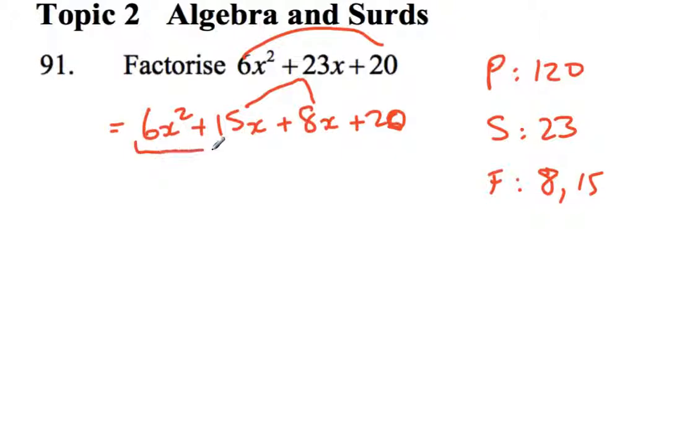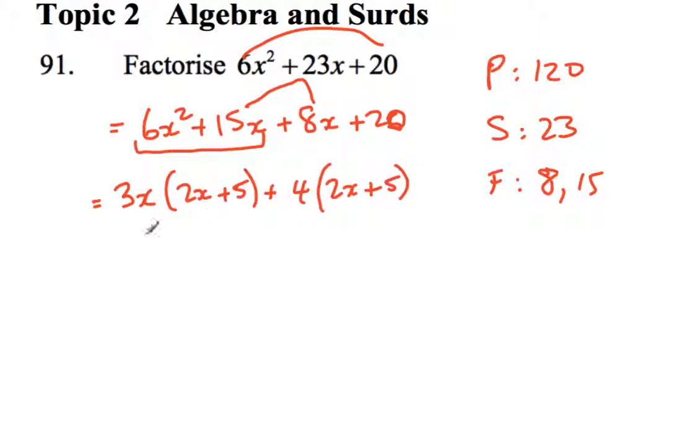So what's the biggest thing that can go out of this? I think we'd have 3x outside of 2x plus 5. And if I'm on track here, this next bracket should work out to be very similar. Plus, I think we need 4 outside of 2x plus 5. That'll work nicely. And then we're allowed to join the 3x and the 4, the front numbers, up into one bracket.